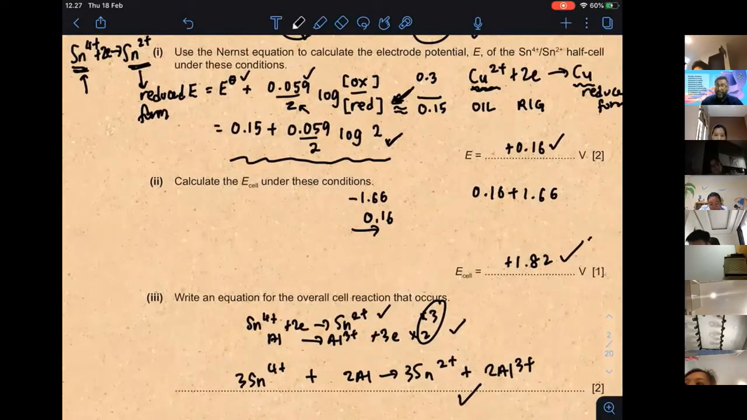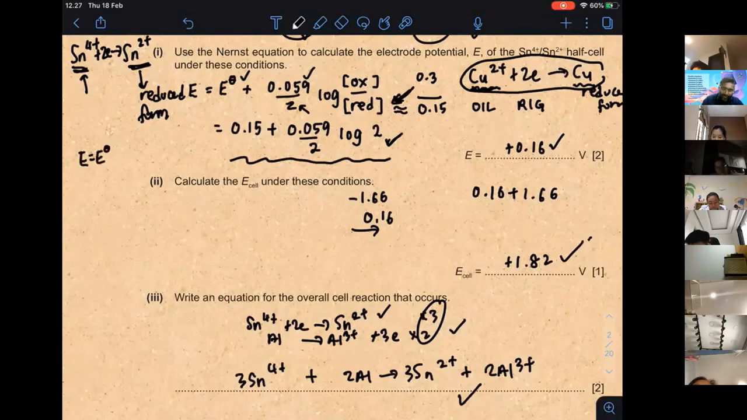I'm trying to relate it with the metal, because in the past year papers, in the previous questions, we always have been dealing with copper and copper 2 plus, or any kind of metal. So we always use this form: E equals to E standard, plus 0.059 divided by Z. Then we put log, and then straight away the ion that is available, which is the oxidized form.